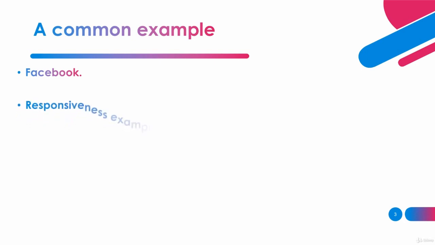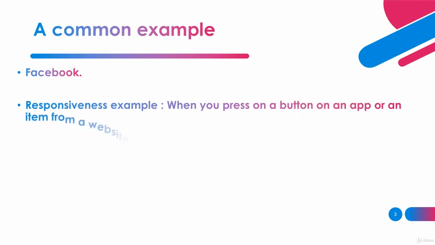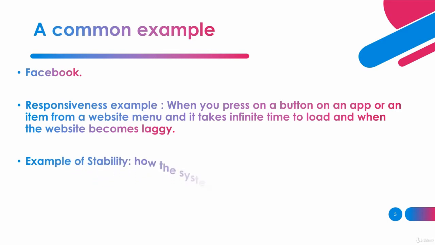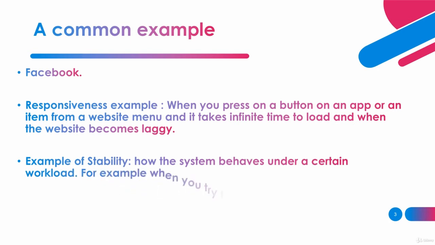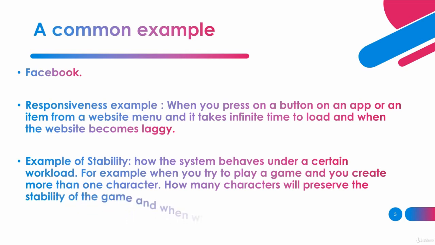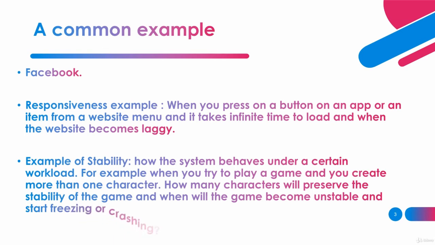An example for responsiveness: when you press on a button on an app or an item from a website menu and it takes infinite time to load, and the website becomes laggy. Examples of stability: how the system behaves under a certain workload. For example, when you try to play a game and you create more than one character, how many characters will preserve the stability of the game, and when will the game become unstable and start freezing or crashing.